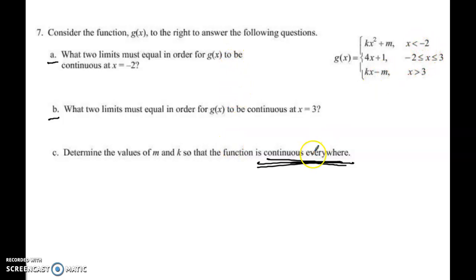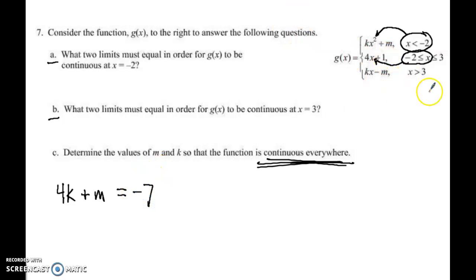The only way for it to be continuous everywhere is if it's defined everywhere, and if I plug in -2 in for these x's and -2 in for this x, they have to be equal to each other. So I'm going to do some work in my head. -2 squared is 4. And -2 times 4 is -8. Plus 1 is -7.